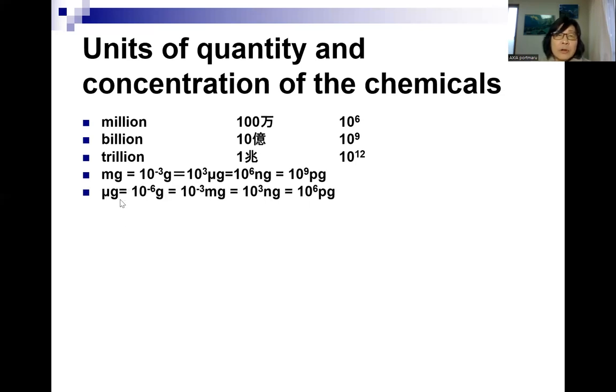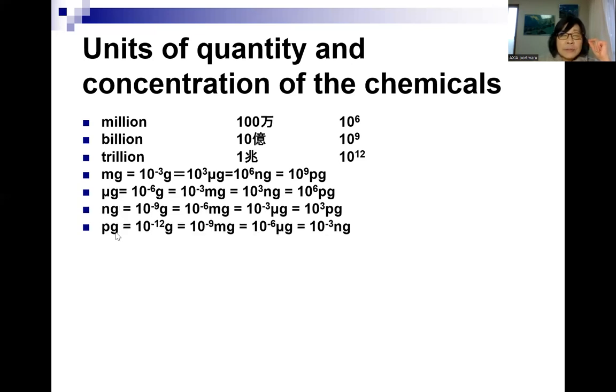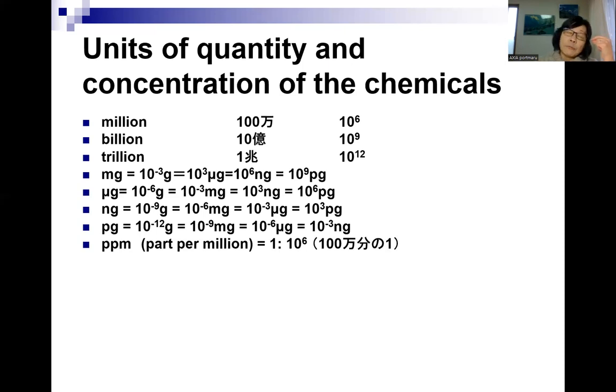So we use a lot of very tiny, microscopic units. Why do we use these units? Because the baby in a pregnant mother, at the beginning, is this size, micrograms or picograms. So it affects the baby. That's why we have to take much care about this microscopic concentration, not only for humans, but also for every living animal. So that's why we have to understand these units.